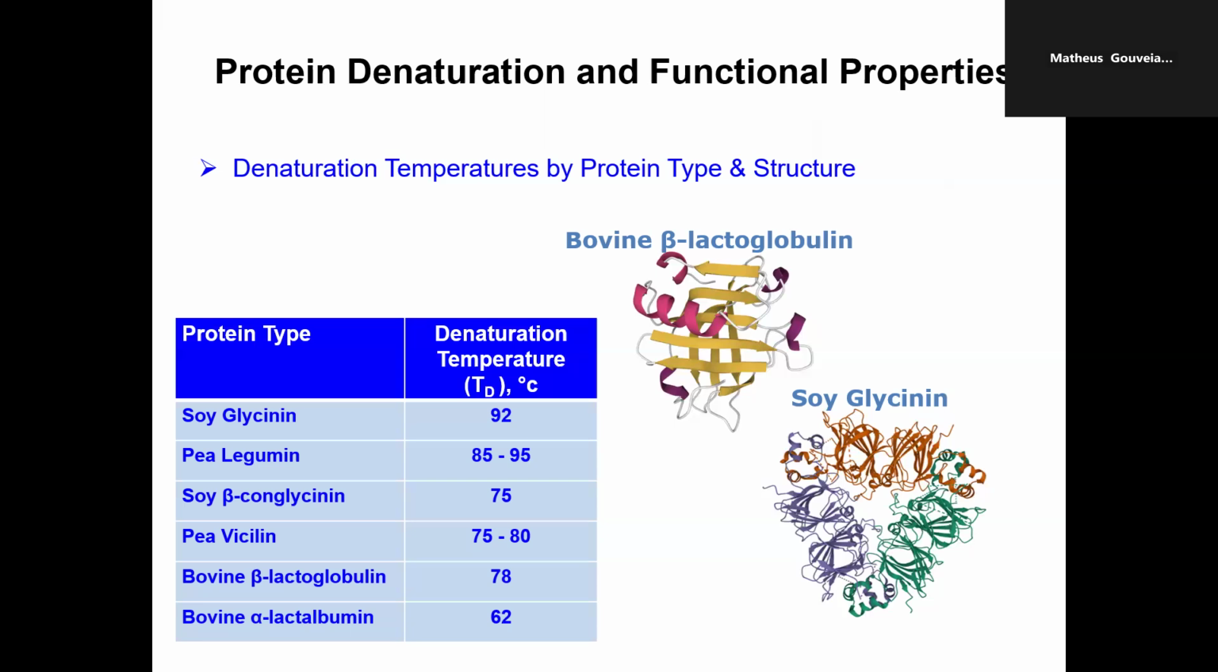And beta-lactoglobulin, 78 is the higher end, usually 73, 75. But yes, if we see the difference, alpha-lactalbumin is 62. It has more alpha helices. Beta-lactoglobulin has more beta sheet. So the beta sheet is more thermally stable.